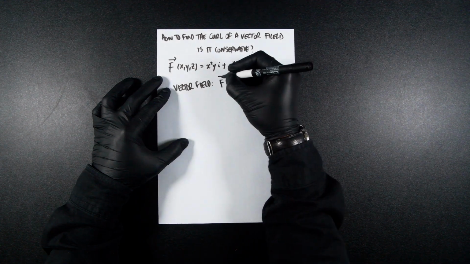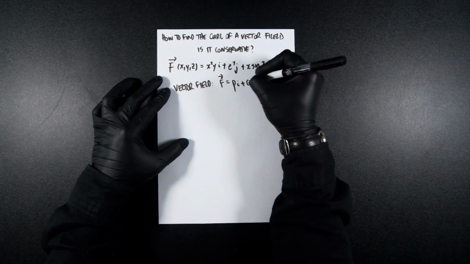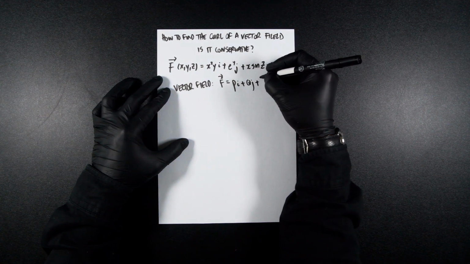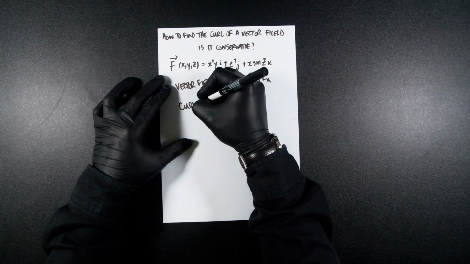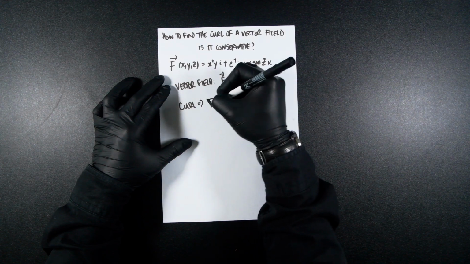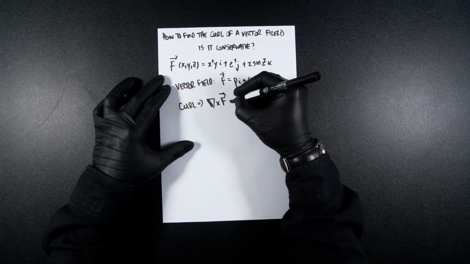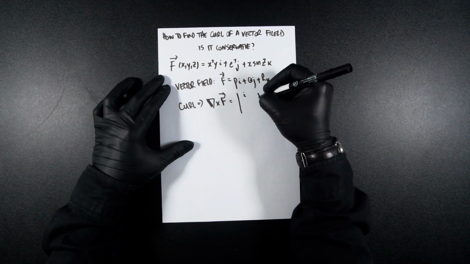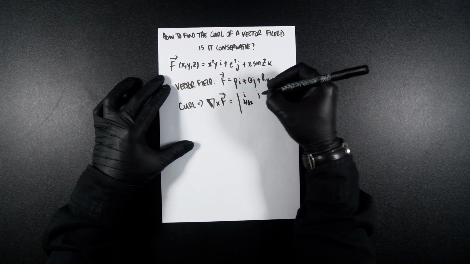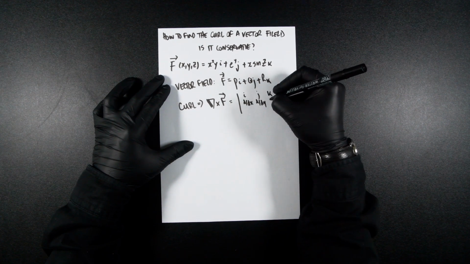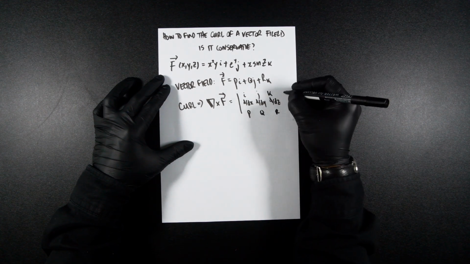It's where F equals Pi plus Qj plus Rk. And the curl is nabla with the cross product of F, represented in this little matrix. So you're going to get d over dx, d over dy, d over dz, P, Q, R.